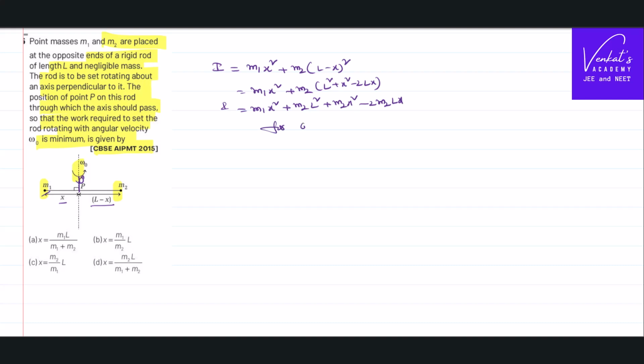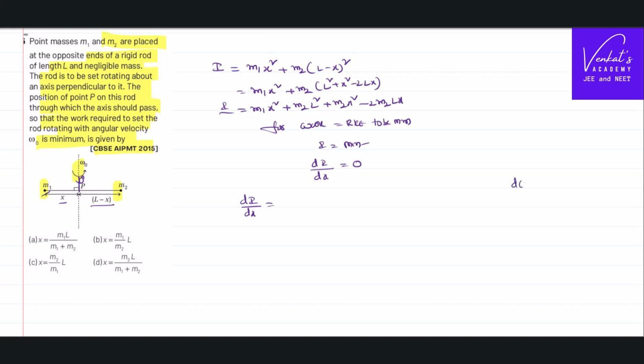For the work, that is the change in rotational kinetic energy, to be minimum, the moment of inertia needs to be minimum. If the moment of inertia needs to be minimum, then dI by dx has to be 0. When the differentiation of a function with respect to x becomes 0, the function is at its minimum. Let's calculate dI by dx.